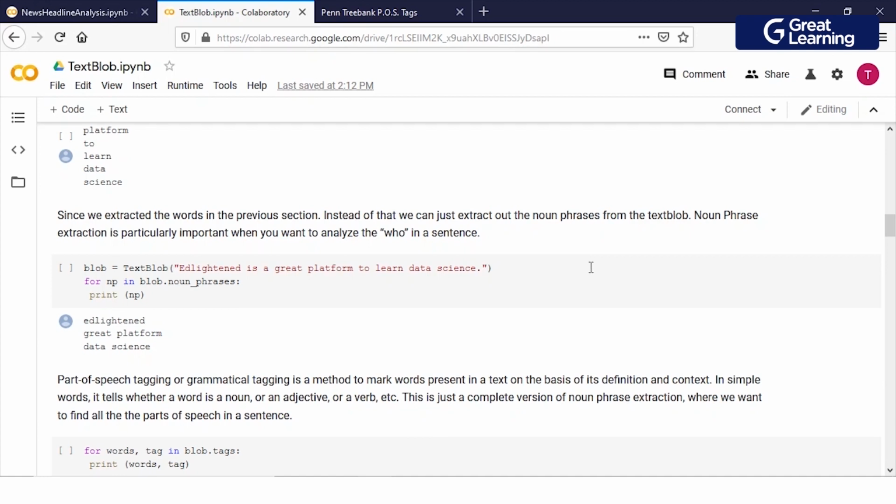Noun phrase, print NP. First of all, can you please check and tell me that all the words are nouns? Are they all nouns? Yes, no. Which of them are nouns, which of them are not nouns? Sorry? Great is not a noun, right? It should have been an adjective.